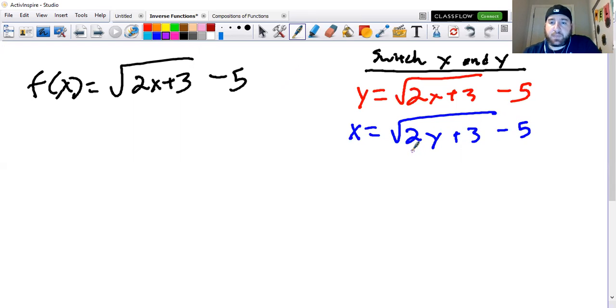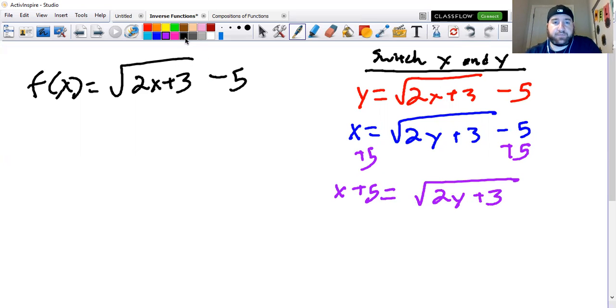All right, so again, we got to say, what do we got to get rid of? Okay, so again, you almost want to treat this like it's the term with the y. So we want to get rid of everything outside of the square root. Okay. So this is our add 5. Again, if you go back and look, this was our first step. Okay. So x plus 5 equals square root of 2y plus 3.